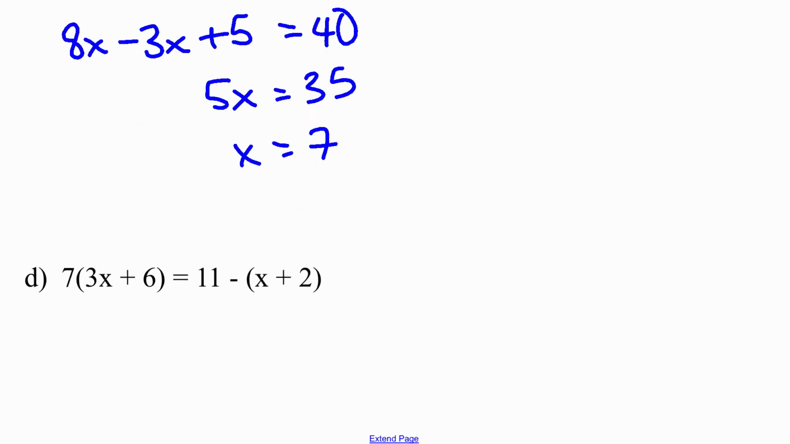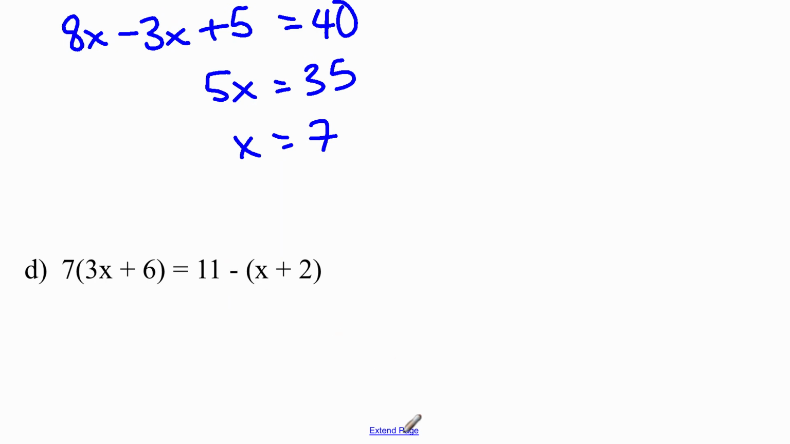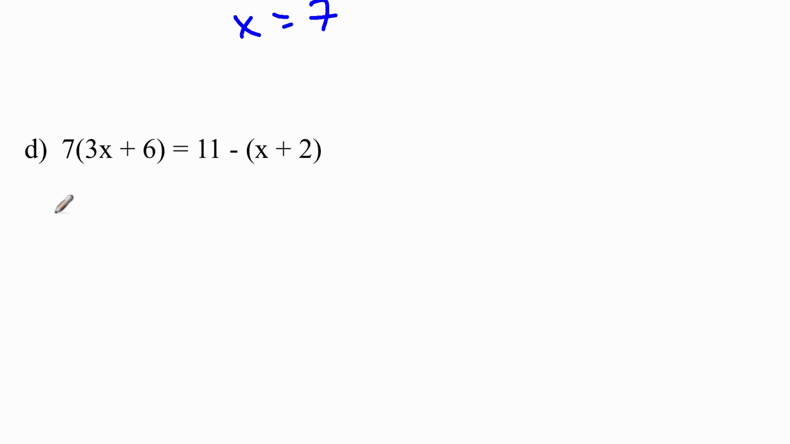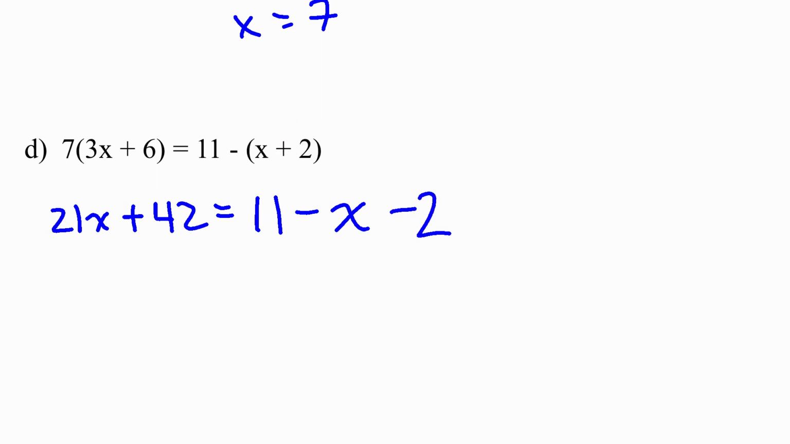Try that next one. It's got a dirty, rotten, filthy, stinking negative right there. Press pause and then press play, see how you do. Okay, I would write 21x plus 6 times 7 is about 42 is equal to 11. And then I have to change that sign so it's a negative x, and I change this sign so it's a negative 2.